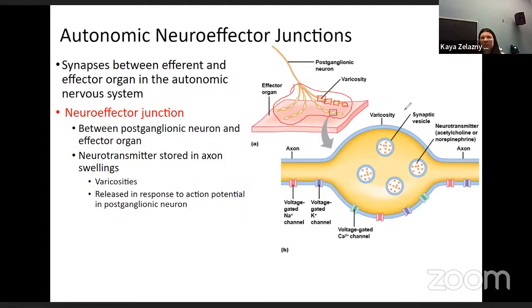A varicosity does look a lot like our axon terminal did before. It's going to have a synaptic vesicle in it, and the neurotransmitter is inside it. We still have a voltage-gated calcium channel. It's going to trigger the release of those neurotransmitters. The only difference really is that the axon is continuing and then would hit another varicosity with all these same structures inside as well.